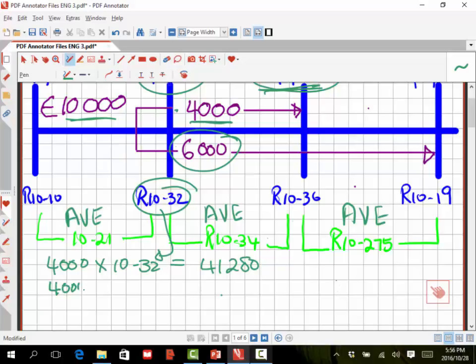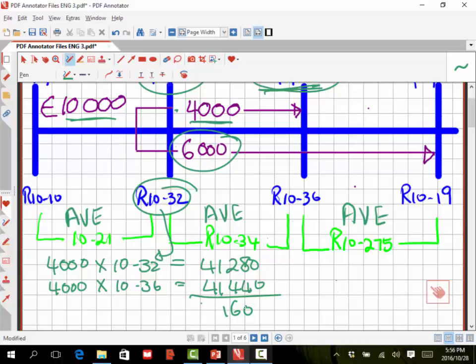And now must be repaid 4,000 times 1036, which is 41,440. So you can do the calculation in that way, and you get an answer there of 160, which is then the adjustment against the foreign exchange loss.